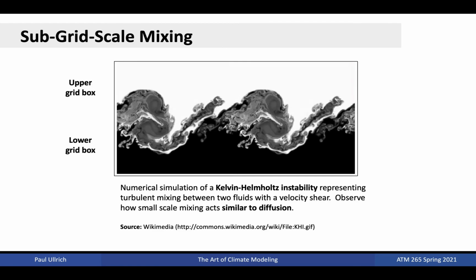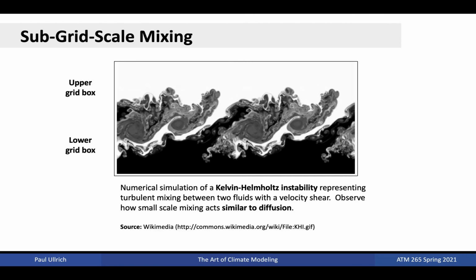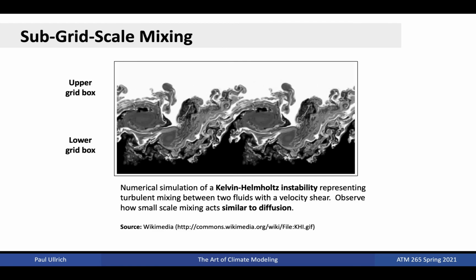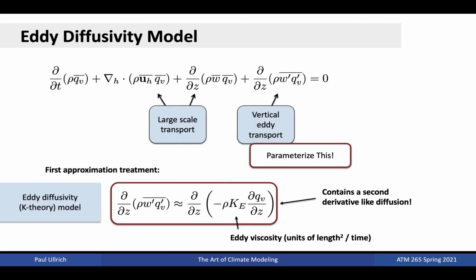This suggests that at a macroscopic level, turbulent mixing is having an effect very similar to diffusion. This observation motivates our first parameterization. Given that the vertical eddy transport is representing subgrid scale mixing, and that subgrid scale mixing behaves like diffusion, it makes sense that the eddy flux term can be replaced with a term that looks like a diffusive flux. That is, a term proportional to the derivative of the mixing ratio across the interface.